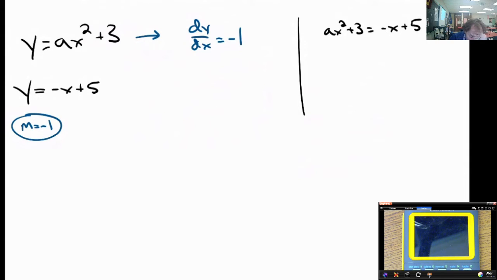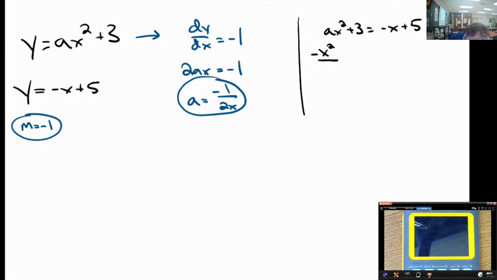The derivative of ax squared plus 3 is 2ax equals negative 1, because the derivative of ax squared plus 3 is just 2ax. And that's it. So I know that a is equal to negative 1 over 2x. That's where I'm going to start. Then I'm going to come up here, and I'm going to put this as negative x squared over 2x, plus 3 equals negative x plus 5.